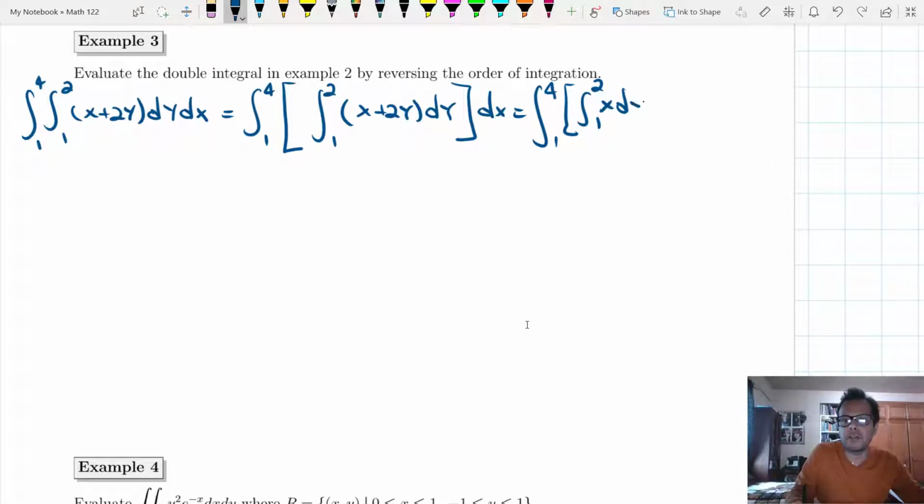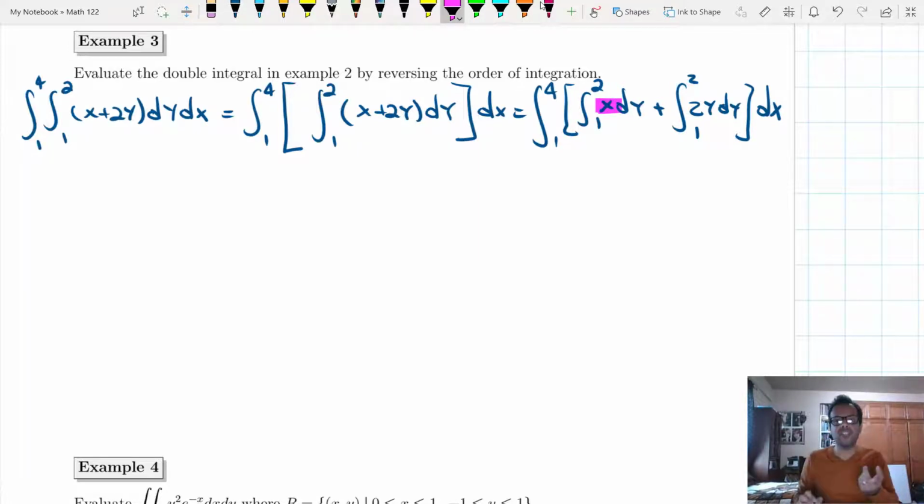We do respect y first and then respect x, okay? All right, let's analyze the first integral. The first integral, notice we have an x in the integral. However, we are integrating with respect to y, right? So I'm going to pull that x outside of the integral.